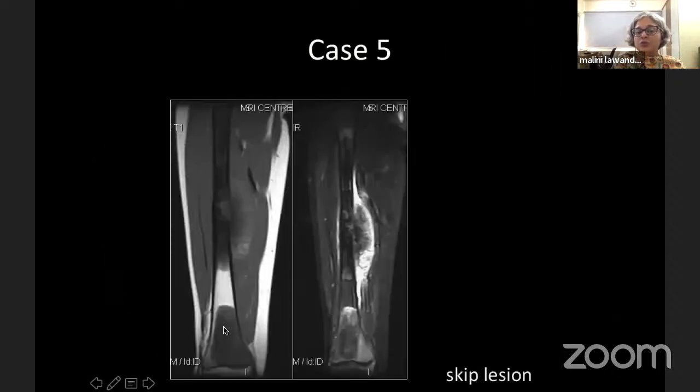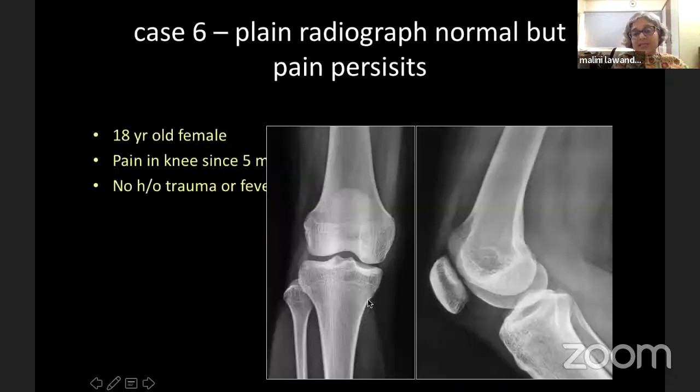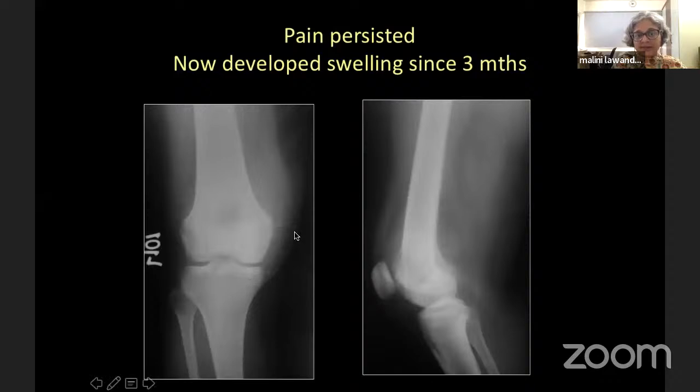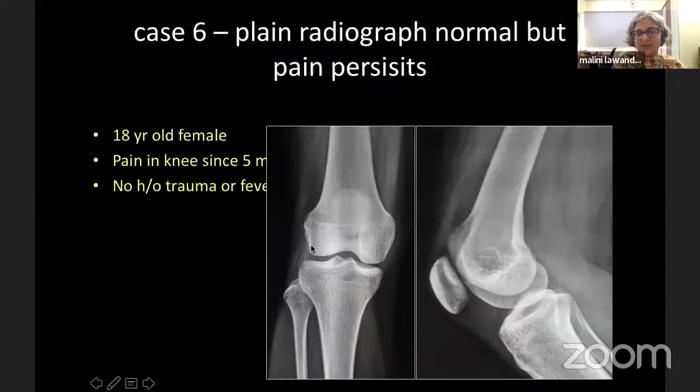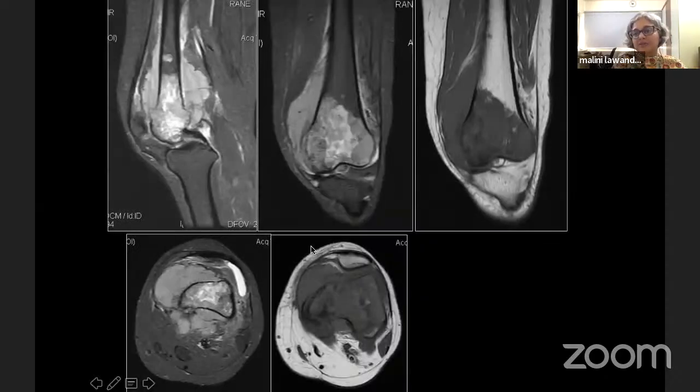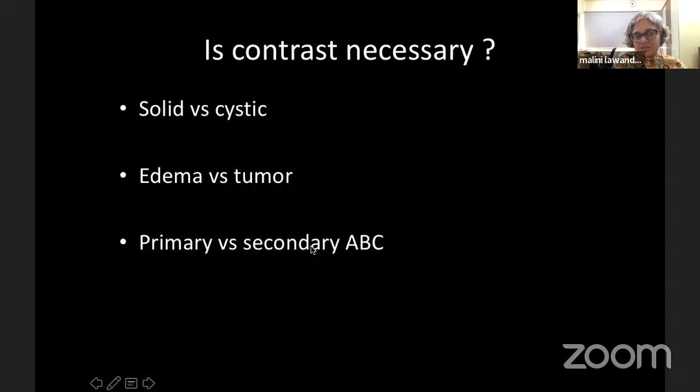And MR can show you skip lesions also, which on radiograph may not be picked up till 50% of the bone is destroyed. So you have a lesion, and you also have a lesion with normal marrow in between. And the last one, where the X-ray looks normal, pain still persisted, a repeat X-ray barely shows soft tissue and some change here. This was the initial X-ray 5 months before, and MR confirms that this is an aggressive tumor.